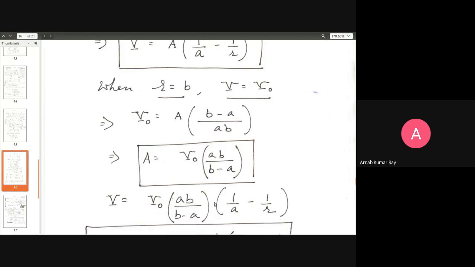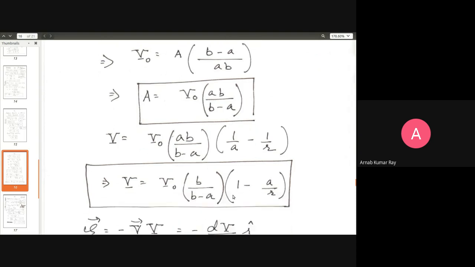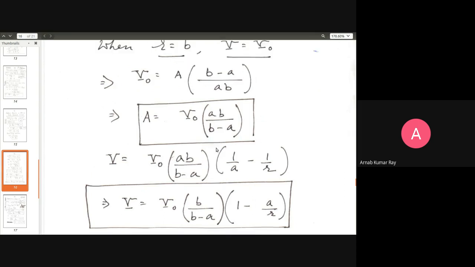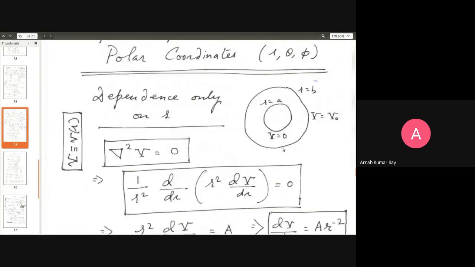So now you will put, so here's your final solution. V is equal to V naught into ab by (b minus a). This thing is A into (1 by a minus 1 upon r). If you look at the right-hand side, only this r here is the independent variable. Everything else is a constant quantity given in terms of the boundary conditions. And what are the values that come out from the boundary conditions?